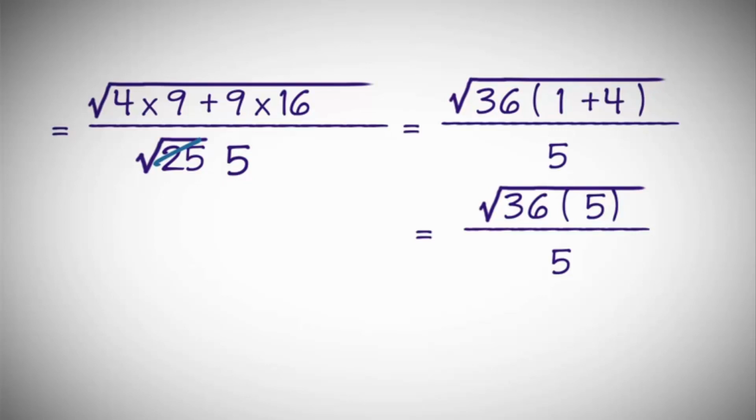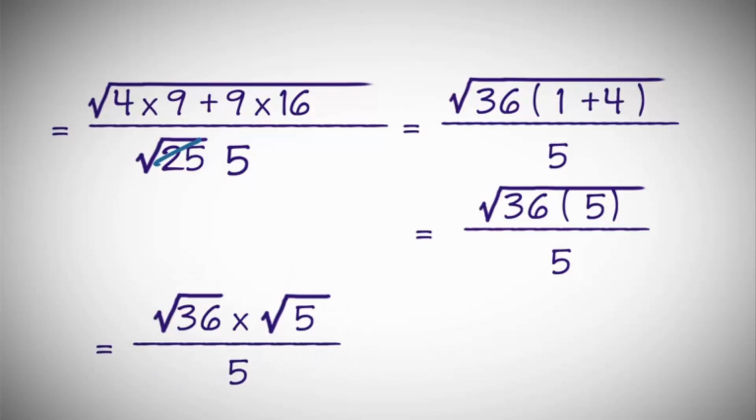Now that we have re-expressed that expression as a product, we can split apart our square root, leaving us with the square root of 36 times the square root of 5, over 5. We have one last step. Simplify the square root of 36. 36 is a perfect square, which means that the square root of 36 is 6. Final answer is 6 times the square root of 5 over 5.